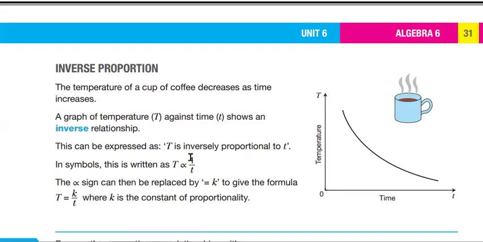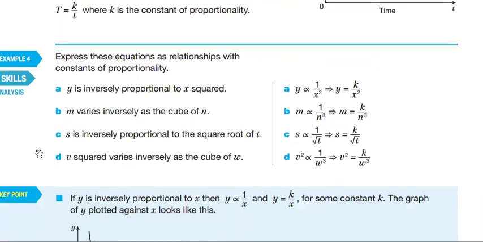Now, this means we're going to use the same rules that we used in direct proportion. To find the formula, we're going to write this sign, and then we're going to write the reciprocal of the second variable, and then we're going to write equals k instead of the sign of the proportionality. We will talk about this in one of the questions to understand it more. Now, first, let's take a look at some of the examples that we have.